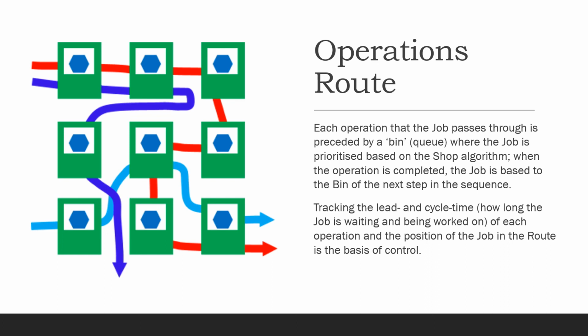Each specialist operation that the job passes through as it is processed by the team is preceded by a bin or queue, where the job is prioritized based on the shop algorithm. When a particular operation is completed, the job is then passed to the bin of the next step in that job's sequence. Tracking the lead and cycle times, i.e. how long each job is waiting in each bin and how long it is being worked on, and the position of the job in the route that it has planned is the basis of control.